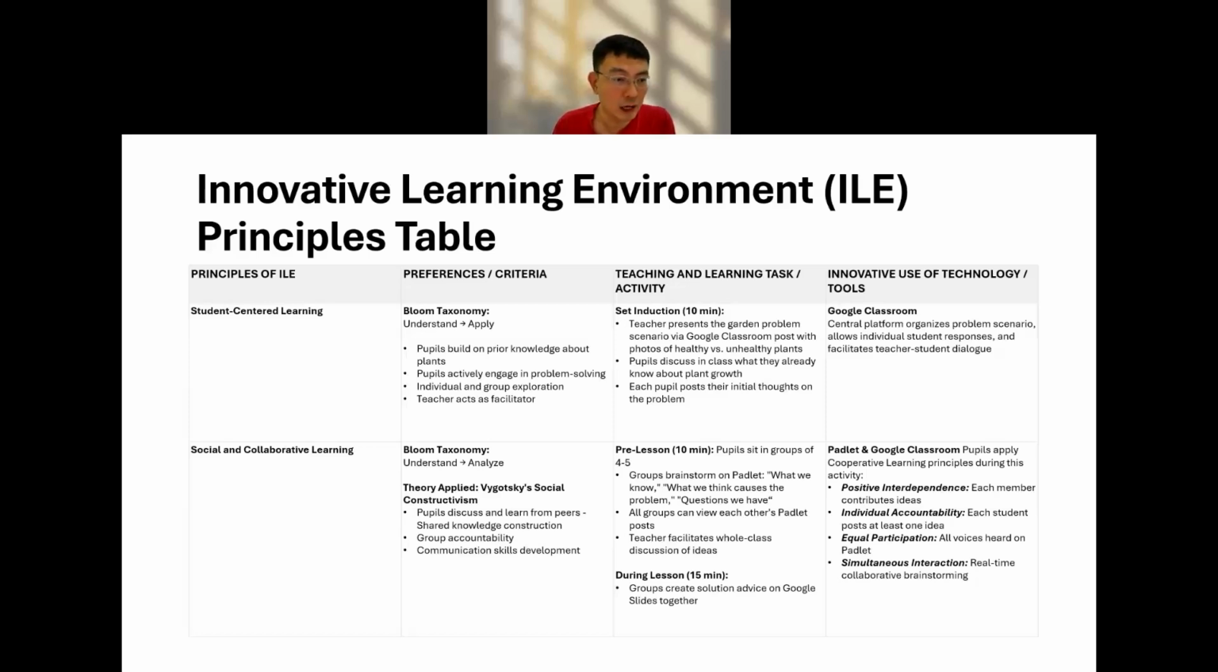Social and collaborative learning, as the second principle, is also based on Bloom's taxonomy, whereby the students move from understand all the way to analyze. The theory applies Vygotsky's social constructivism, whereby the pupils will discuss and learn from their peers, and share the knowledge construction together. This gives group accountability and develops their communication skills.